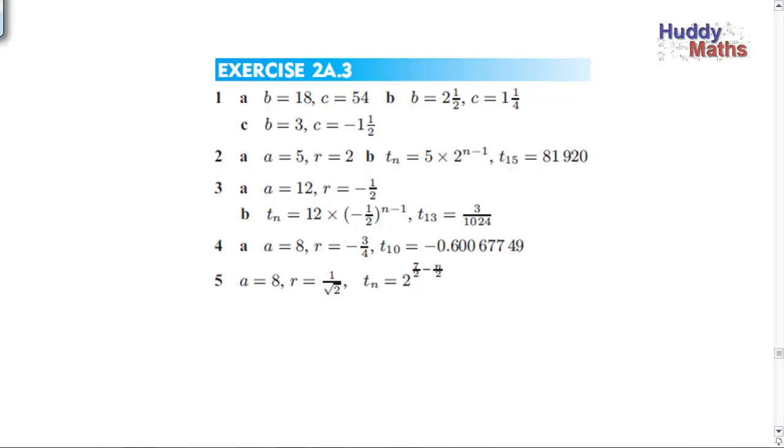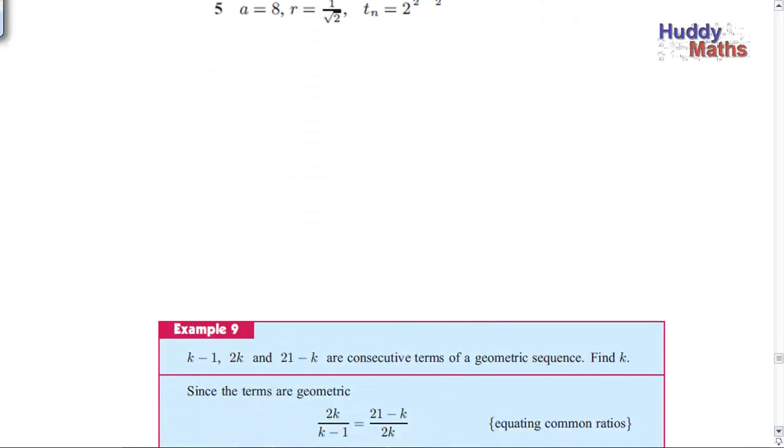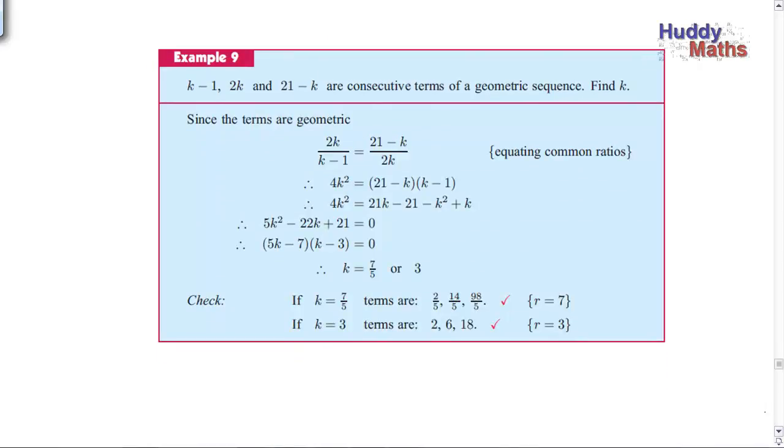All right, let's go on now and look at a couple of other examples, then we'll finish up shortly here. So if these are consecutive terms, what can you say? This is a bit harder. 2k divided by the one that came before, 21 take k divided by the one that came before. Now have a look at this. We've got to multiply by the common denominator.